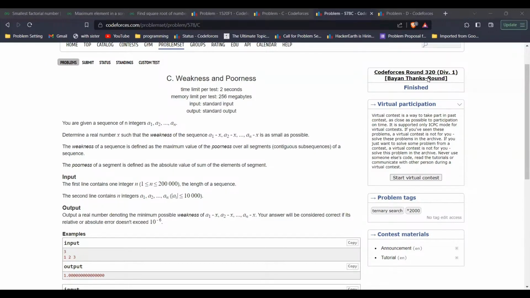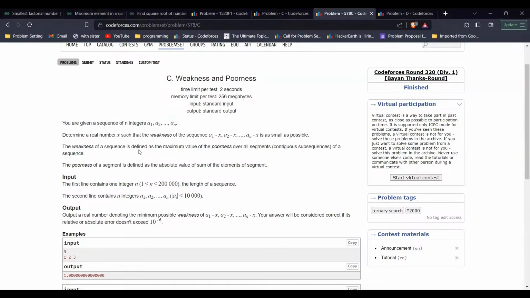So we'll solve this problem, and the problem rating is 2000. But it actually doesn't matter because the problem is quite easy. So let's look at this problem.